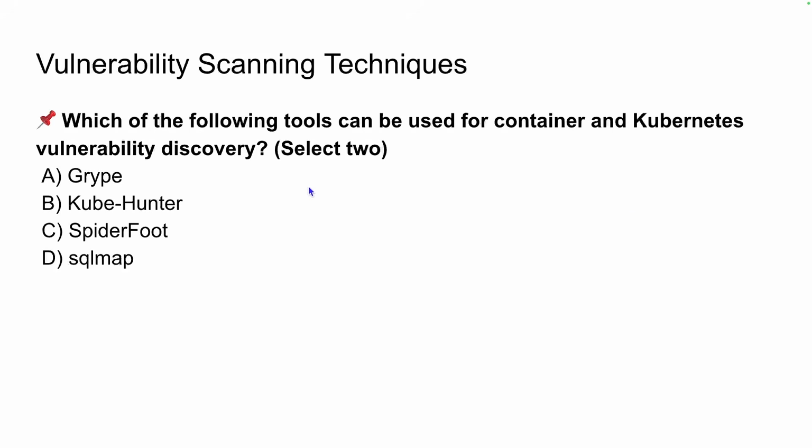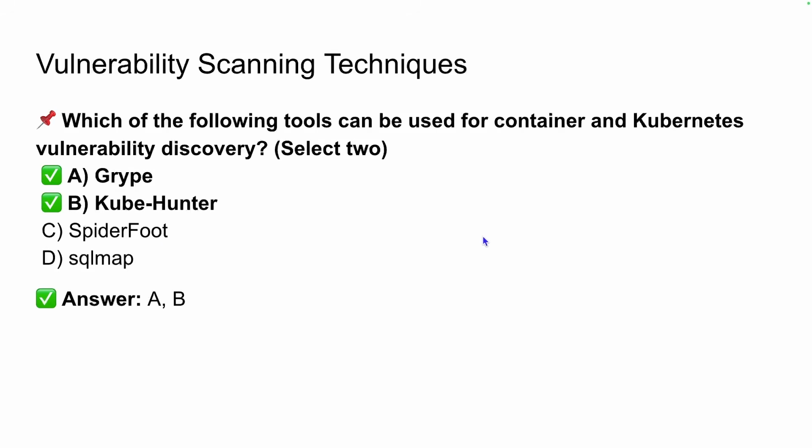Yeah, okay. Which of the following tools can be used for container and Kubernetes vulnerability discovery? Select 2. Grype is one of them. Kube-Hunter is another one. SQLmap is mapping relational databases. SpiderFoot, I don't think I've even heard of that, so I don't know. I would say Grype and Kube-Hunter.